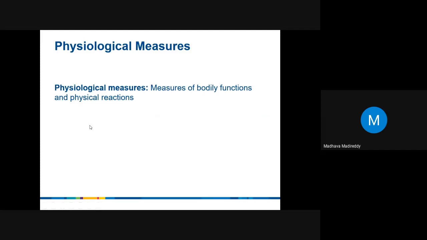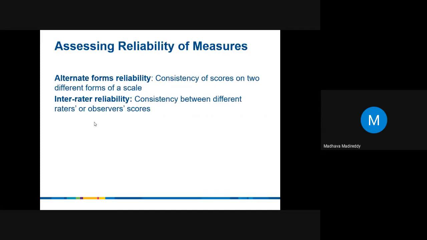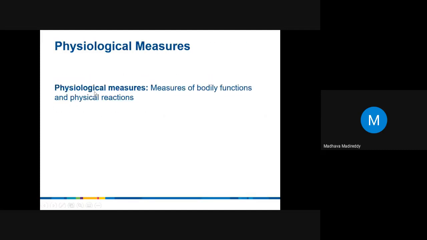Physiological measures are the measures of bodily temperatures and physical reactions. Physiological measures could be your temperature, your heart rate, your blood pressure. These are all physiological measures. And then pupil dilation, for example, if you see something scary, how are your pupils dilated? So these are all physiological and biological measures.